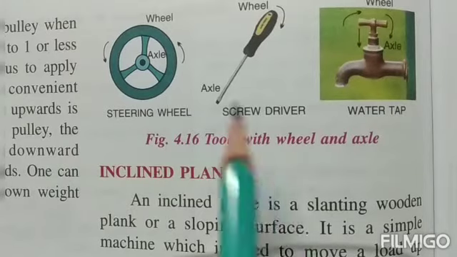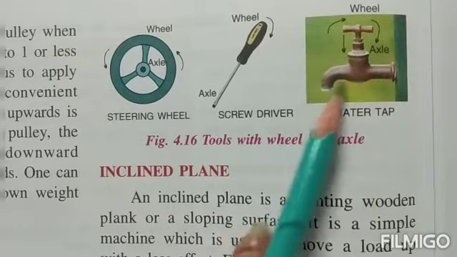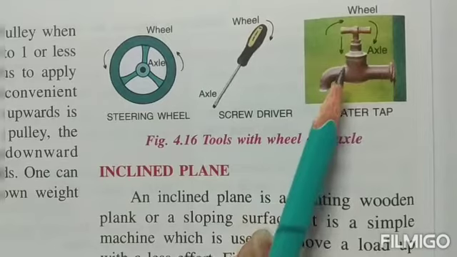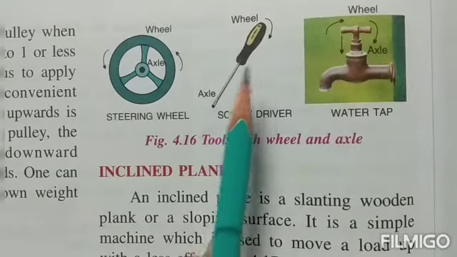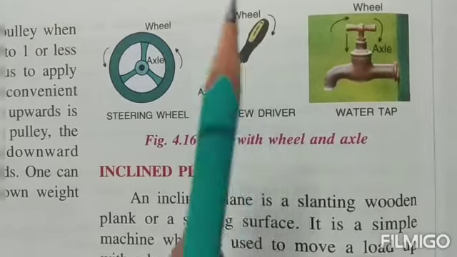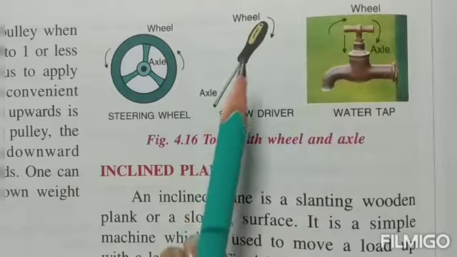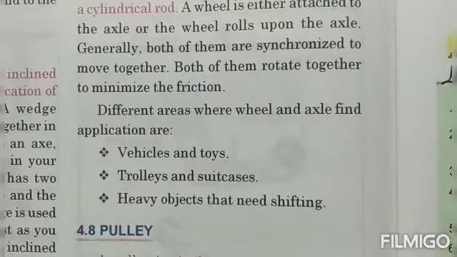Now here are also certain pictures, children, of the wheel and the axle that we keep on using in our daily life. Now tap, all of you have taps at home. So see the wheel and the axle arrangement over there, children. Even the fans that we use in our homes, the blades of the fans and the rod on which the fan is moving, that is a wheel and axle arrangement. A screwdriver, the steering wheel, all these are wheel and axle only.